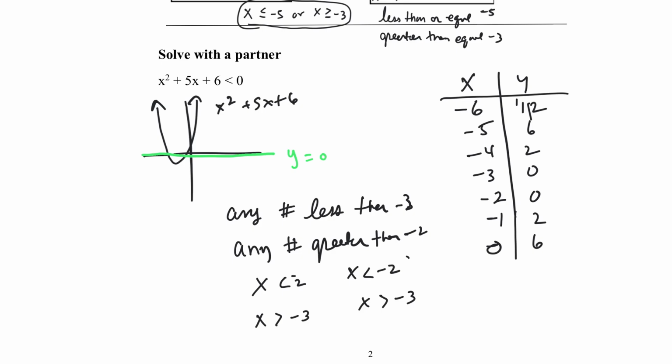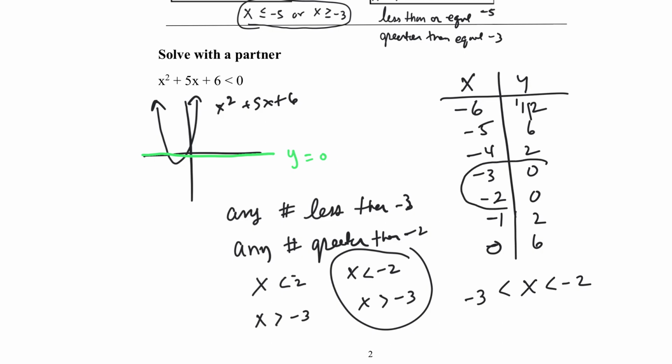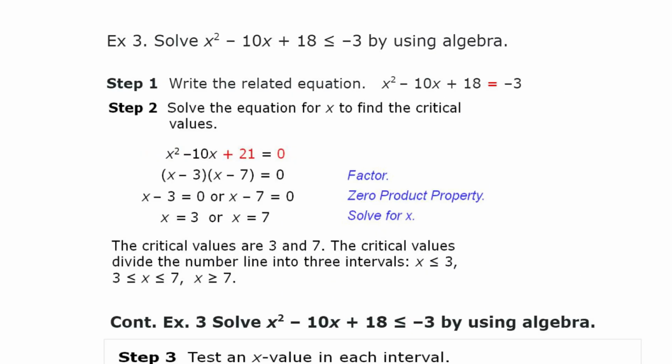The solution in a compound inequality will look like this. X is less than -2, x is greater than -3. So you're looking at values between -2 and -3 that's going to give you anything less. So the numbers are going to be in between these two here. Example 3, we have x squared minus 10x plus 18 is less than or equal to negative 3. You're going to rewrite it as a quadratic, and that's what they did here.